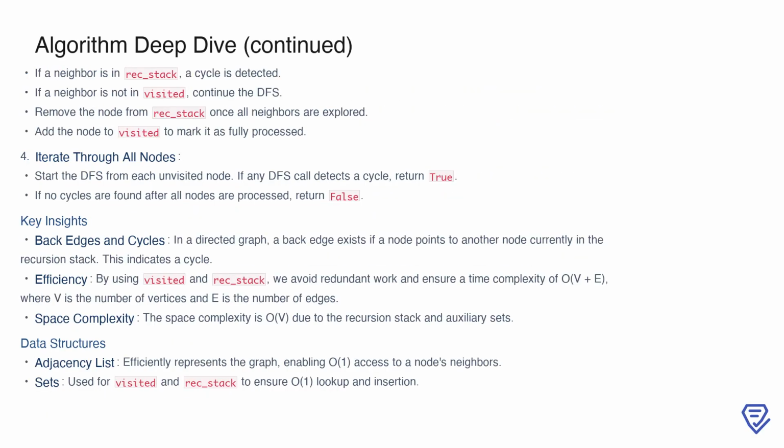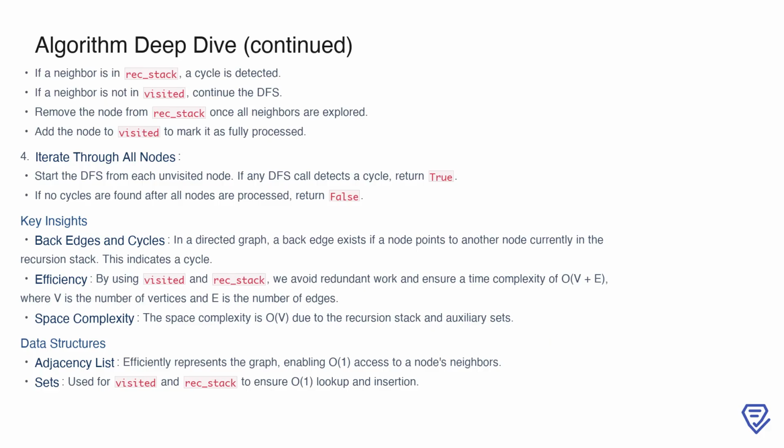Now, if during this DFS traversal we encounter a neighbor that's already in rec_stack, it means we've detected a cycle. On the other hand, if the neighbor hasn't been fully processed yet, that is, it's not visited, we continue the DFS on that neighbor. Once all neighbors of a node have been explored, we remove the node from rec_stack and add it to visited, marking it as fully processed. To ensure that the entire graph is checked for cycles, we iterate through every node in the graph. For each unvisited node, we initiate a DFS, and if any DFS call finds a cycle, we immediately return true. If, after processing all nodes, no cycles are detected, we return false.